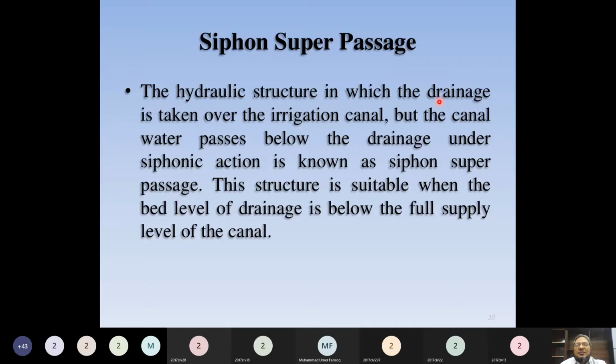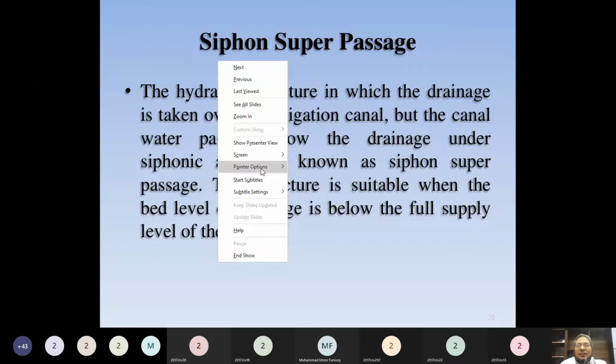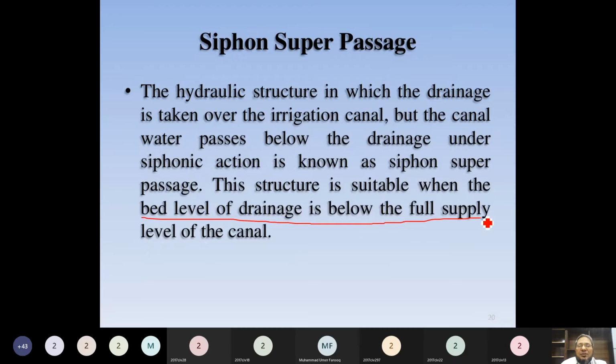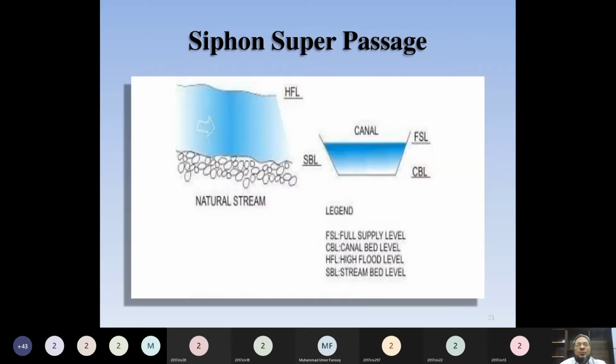So a hydraulic structure in which the drainage is taken over the irrigation canal. So again, instead of saying drainage, you should say canal, because you are designing canal. So canal is taken under the drainage, but the canal water passes below the drainage under siphonic action, is known as siphon superpassage. And when is this structure suitable, कब provide करनी है? The structure is suitable when the bed level of drainage is below the full supply level of the canal. Then the structure provided is siphon superpassage.